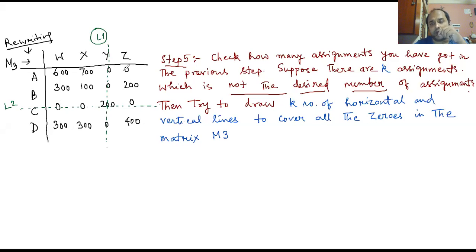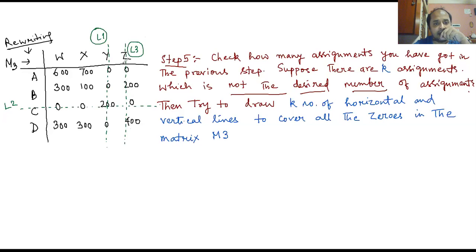So this 0 needs to be covered by a line. Now it is your choice whether you want to draw a horizontal line or a vertical line. You can draw the remaining line, that is line 3, in this manner or in this manner. Whatever, it is your choice. It is an arbitrary choice to be made. So without any loss of generality, I am going to draw the vertical line like this. So this is my line 3.